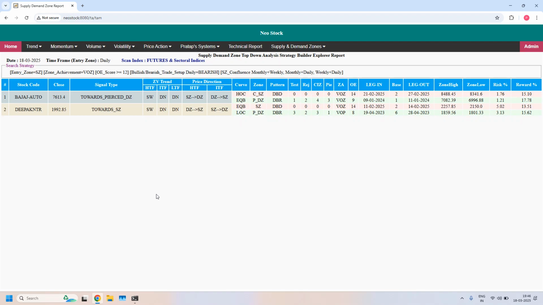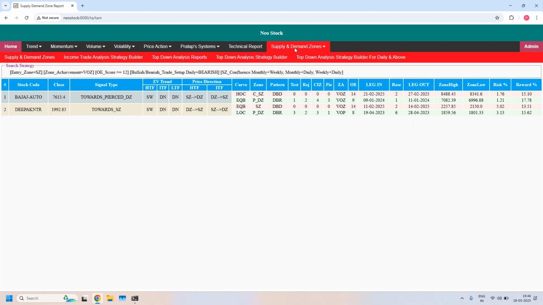Sideways, you should not look for monthly supply zone with monthly EMA confluence. It does not give any advantage. That means sideways trend, EMA confluence should not be used. Okay, this is about a bearish trade setup for monthly income trade. Next, we will look into weekly income trade bullish and bearish trade setups.